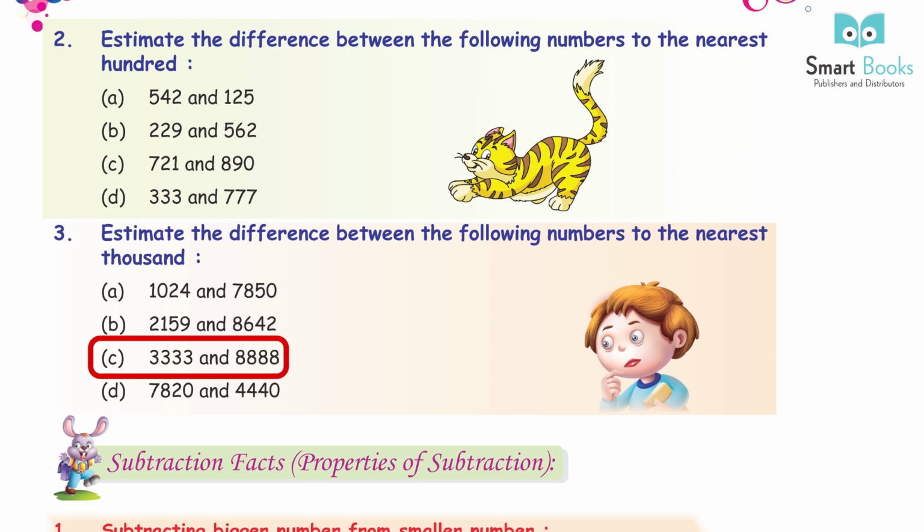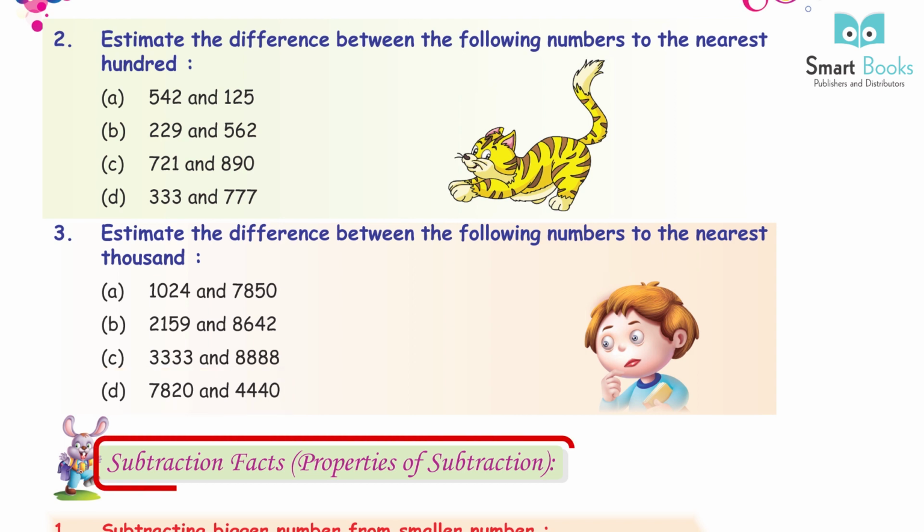3333 and 8888. Answer 6000. D. 7820 and 4440. Answer 4000. Subtraction facts. Properties of subtraction.